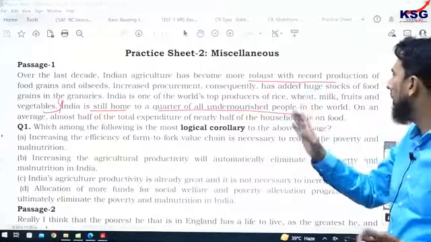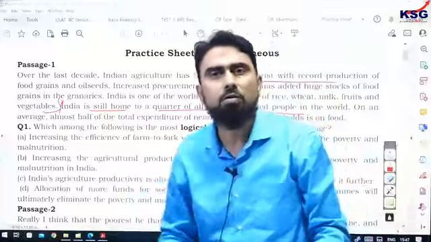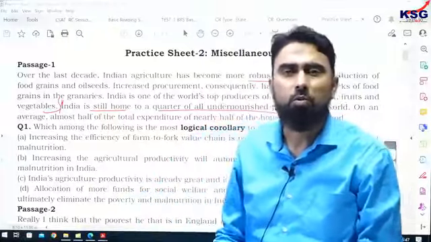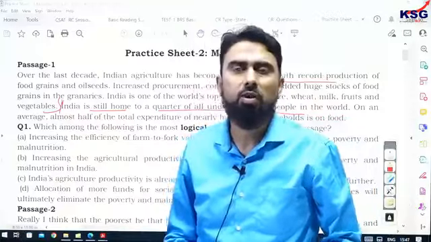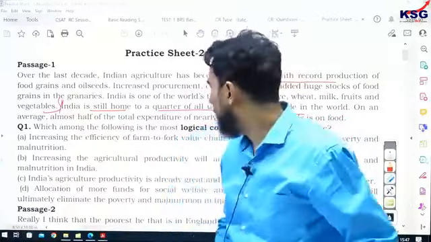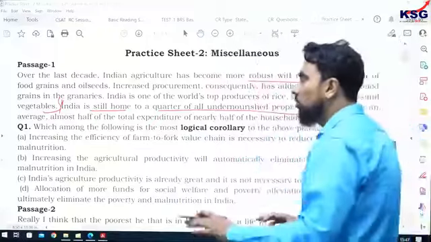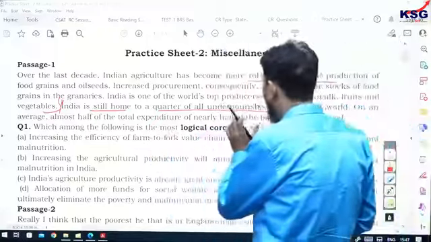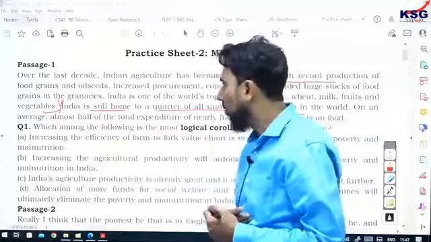On one hand, we have added huge stocks of food grains in granaries. We are one of the top producers of food grains in the world. On the other hand, we are home to 25% of undernourished people. Now, can you add the two together? And then almost half of the total expenditure of nearly half of the households is on food. So much is spent on the food.